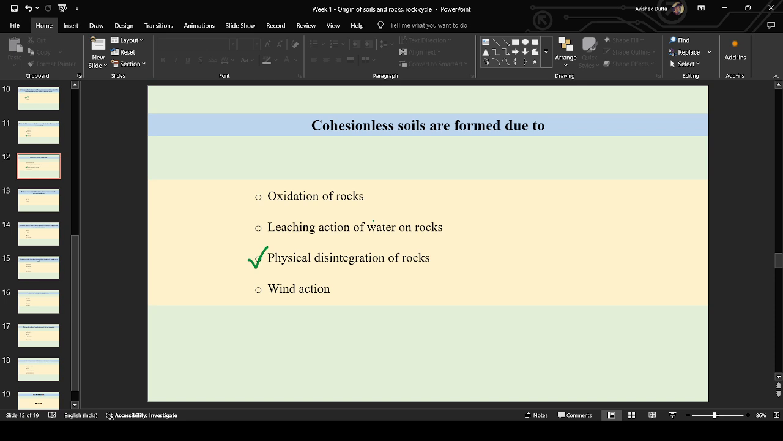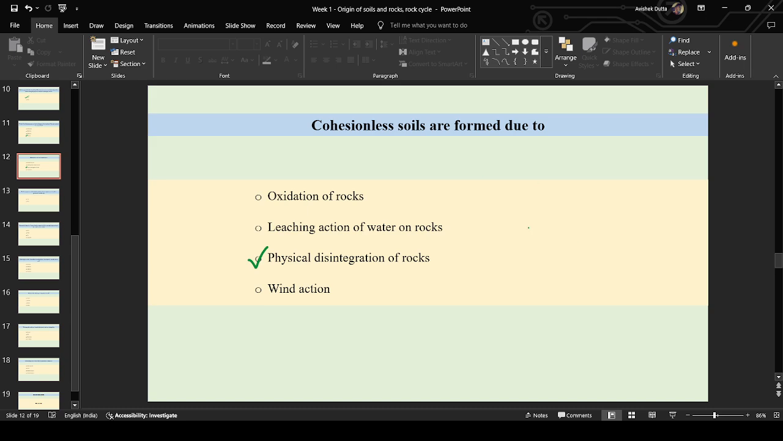Oxidation and leaching action, these are chemical reactions. When a chemical reaction goes on, the change brings about a change in the internal molecular structure, the formation of different types of compounds or elements. So when leaching action of water happens on rocks, it generally causes disintegration to a much greater extent. Can you brief me what is the leaching action?